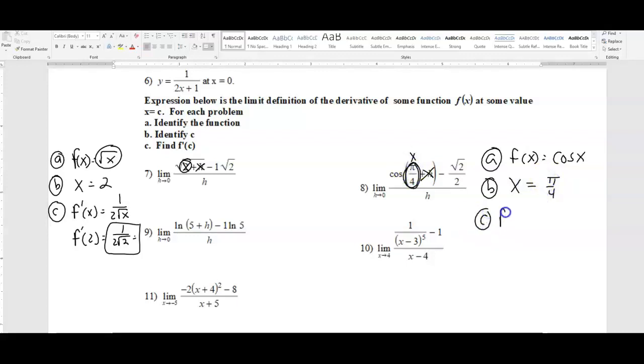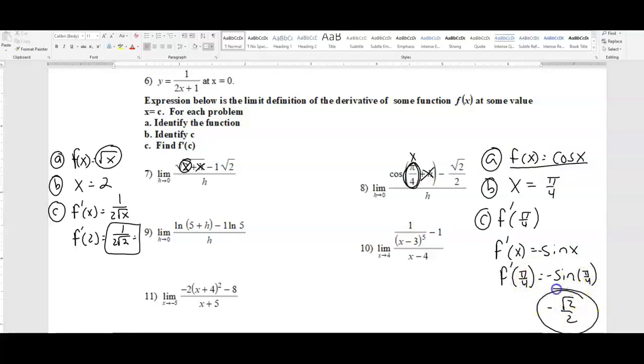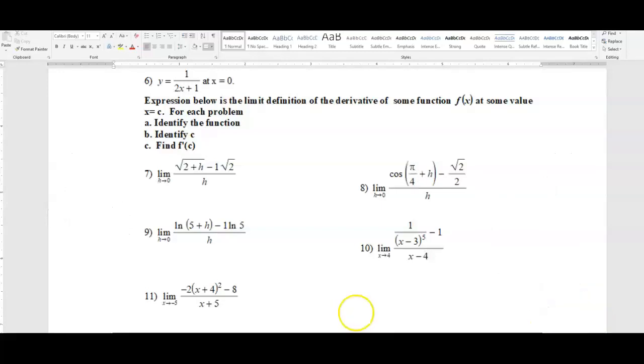And so to find f prime of pi over 4, the first thing I'm going to do is find f prime of x. So the derivative of that is sine x. Actually, it's negative sine of x. And then you're going to plug in the number. And in this case, that would be negative radical 2 over 2.